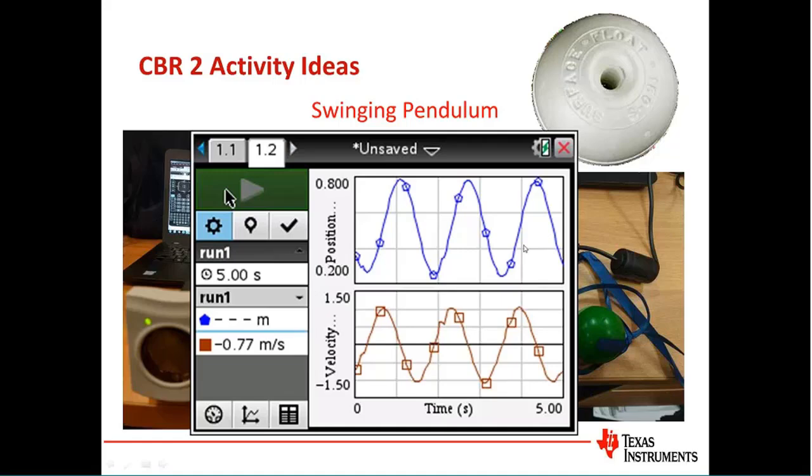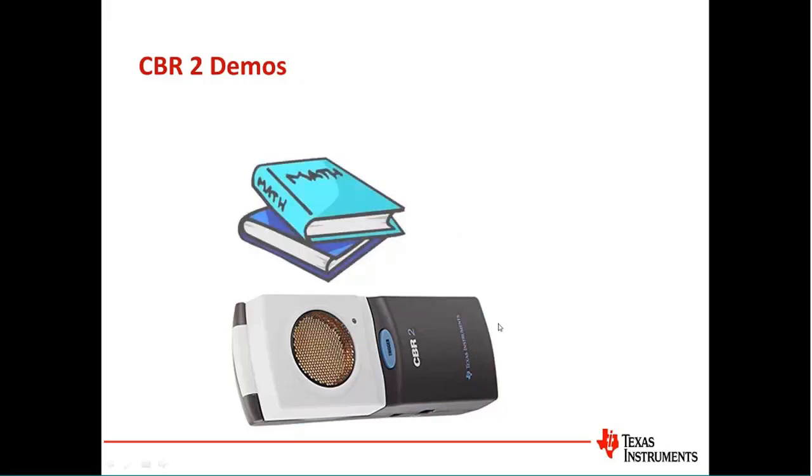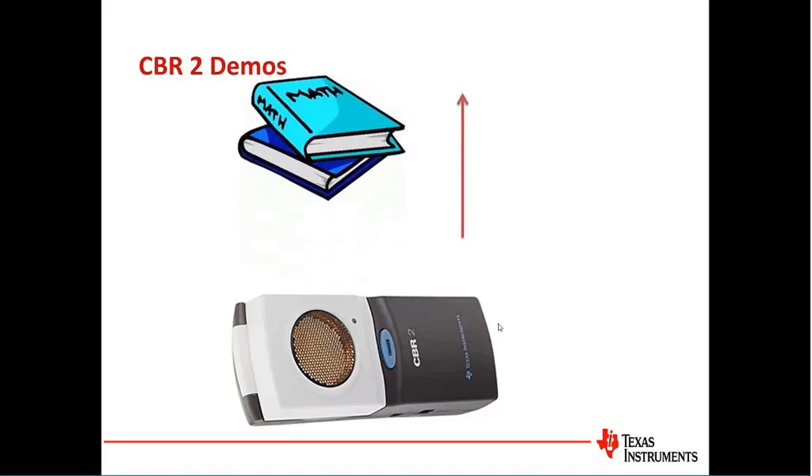Okay, so as a demo, what I'm going to do is I've got my CBR2 set up as it is, as you can see right there. It's lying flat on the table. I've got a maths textbook that's hovering above it. And what I'm going to do is move the textbook upwards away from the sensor. And I'm going to graph the position of that book with respect to time.